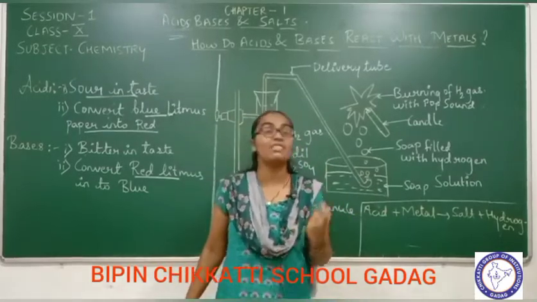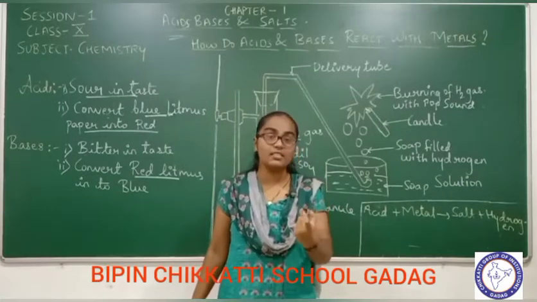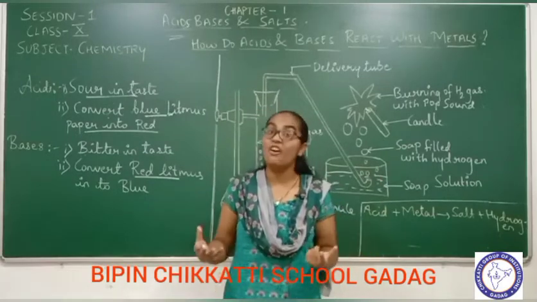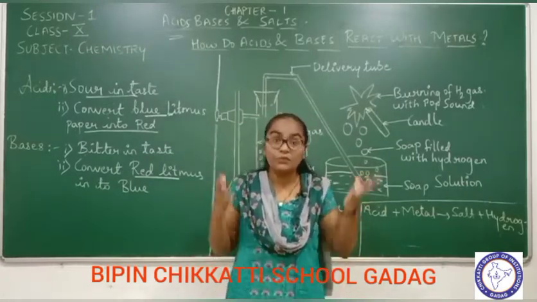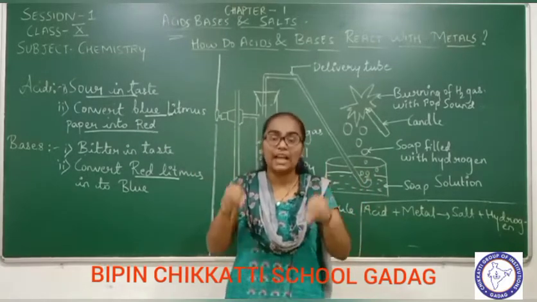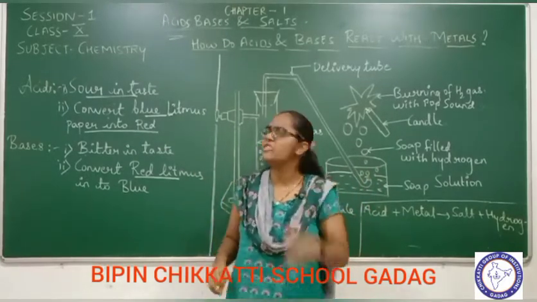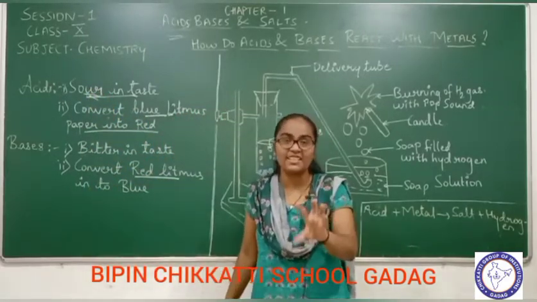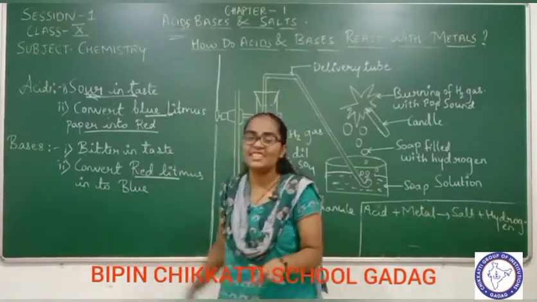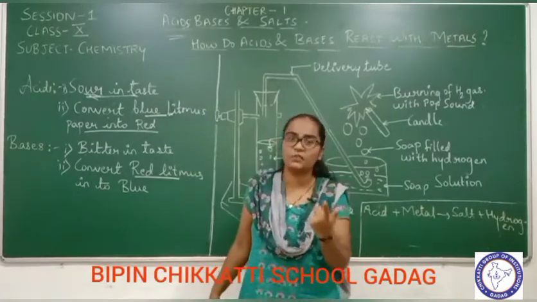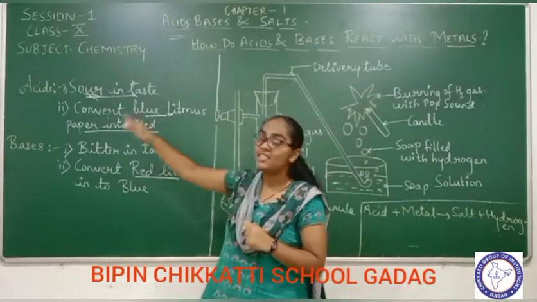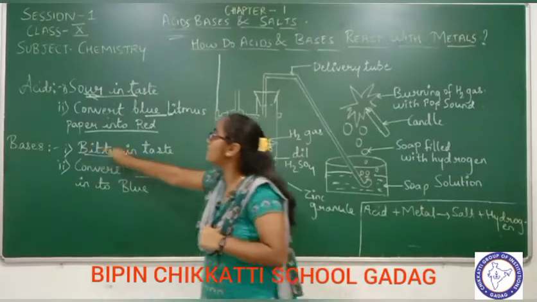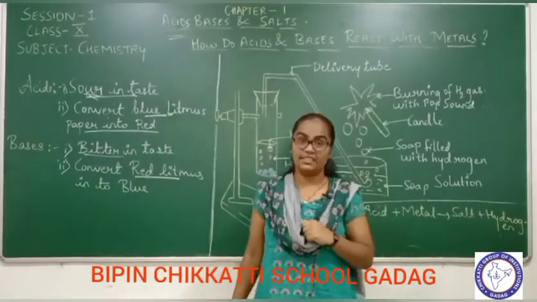For example, citric acid. Citric acid is the acid which is present in citrus fruits. What are citrus fruits? The lemon, the orange, the grapes. These are fruits wherein citric acid is naturally present, and they are very sour in taste. Sour in Hindi is khatta, right? So sour means a really different taste for our mouth. Acids are basically sour in taste, whereas bases are bitter in taste.